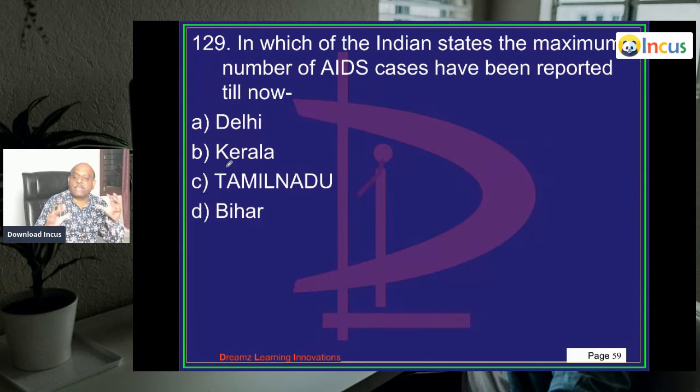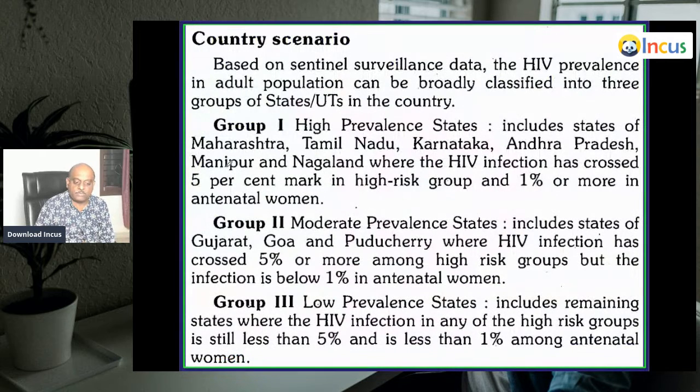Maximum number of AIDS cases. Every year the statistics keep changing, doctor. Be very sure about it. Some states have high prevalence: Maharashtra, Tamil Nadu, Karnataka, Andhra Pradesh, Manipur, Nagaland.